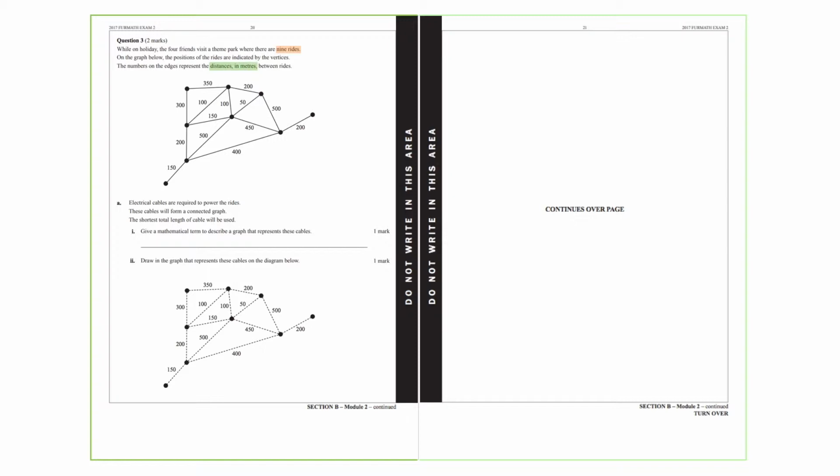Part A. Electrical cables are required to power the rides. These cables will form a connected graph. The shortest total length of cable will be used.